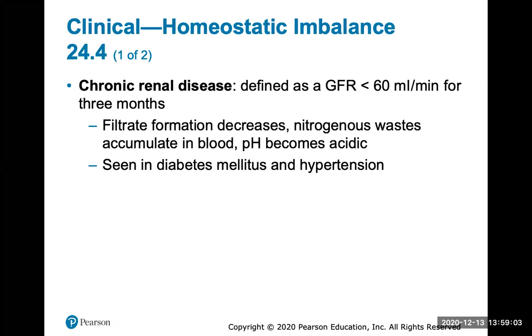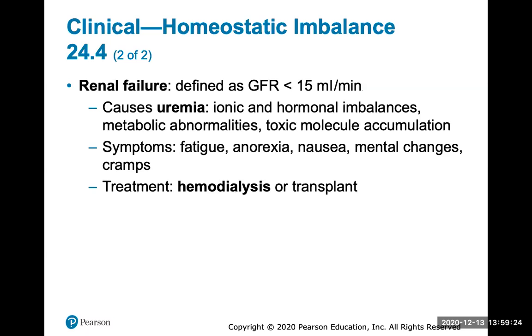Chronic renal disease is defined as an extremely low glomerular filtration rate for up to 3 months. Filtrate formation will decrease, nitrogenous wastes will accumulate in the blood because they're not being excreted, and the pH of the blood can become acidic. It's seen in diabetes mellitus patients, and also hypertension, high blood pressure patients.